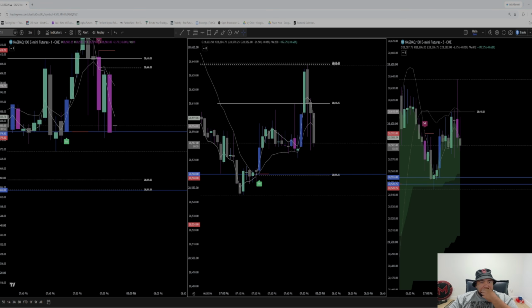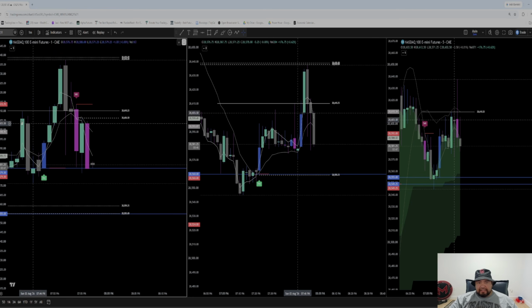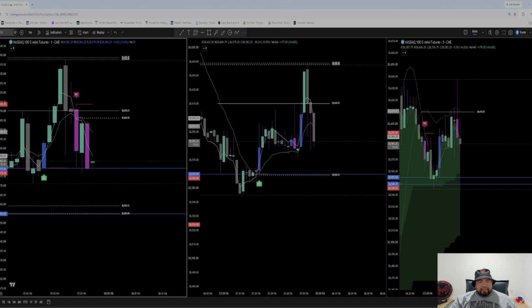Let me see if anybody has any questions off of what I just went through with the levels. We're getting a little bit of everything right now, which is kind of nice. All right. Okay, so if it rejects the level, you enter for a down move, and if it breaks over the level, wait for the BNR. Yes, Nola boy. Basically, that's how I play.